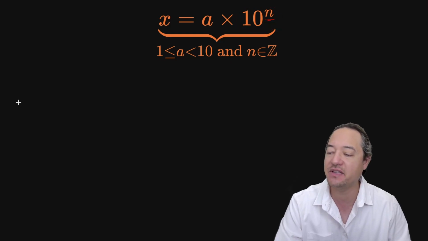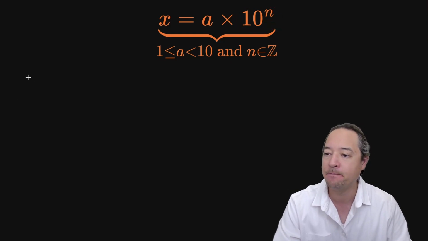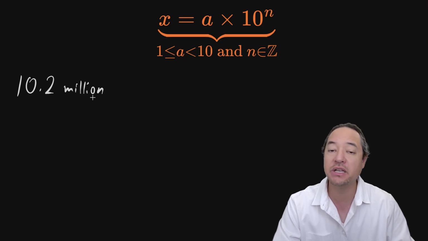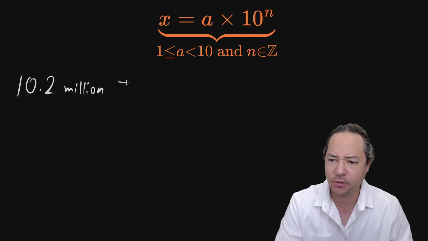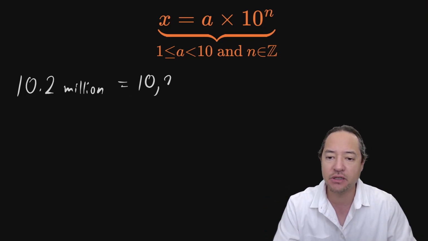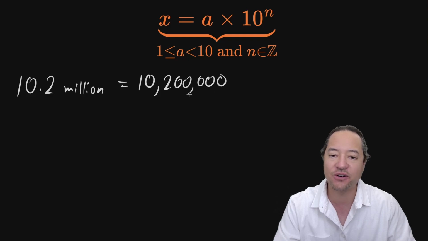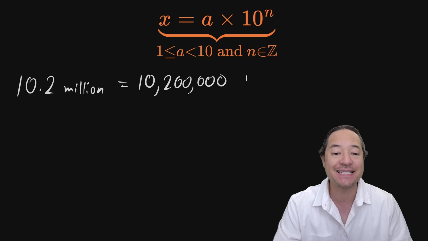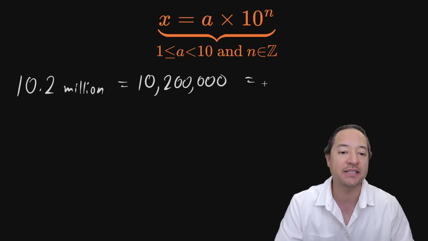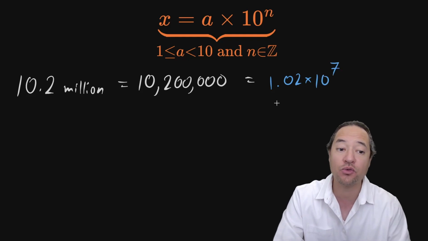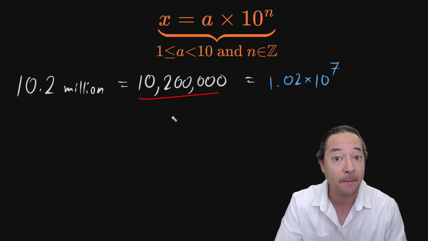Okay, so let's go back to the idea of the number of cars in your country. We said that there were 10.2 million cars, right? Now, if I was to just write this out as a normal decimal number, I would write 10,200,000. That's what 10.2 million means, right? And if I was to write this now in scientific notation, what I would write is 1.02 times 10 to the 7. Okay, that is an equivalent representation to this number right there.